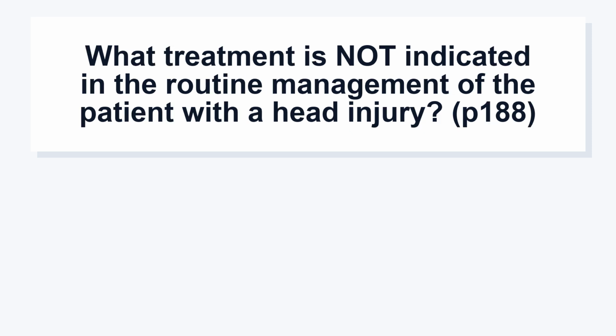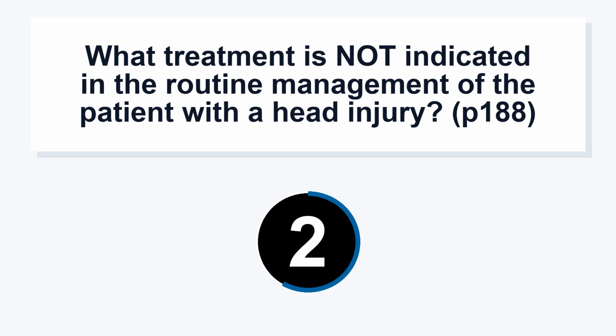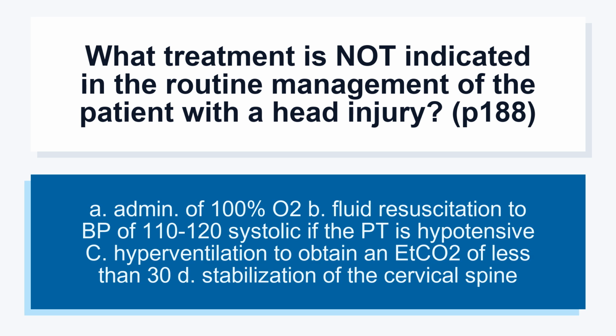What treatment is not indicated in the routine management of the patient with a head injury? A. Administration of 100% O2. B. Fluid resuscitation to a BP of 110 to 120 systolic if the patient is hypotensive. C. Hyperventilation to obtain an ETCO2 of less than 30. D. Stabilization of the cervical spine.